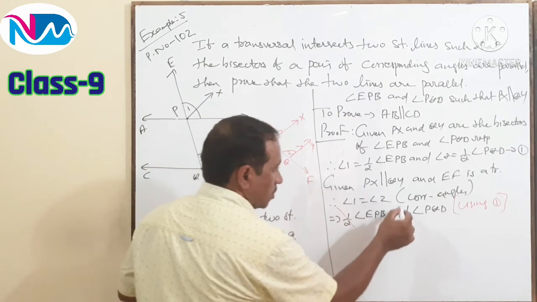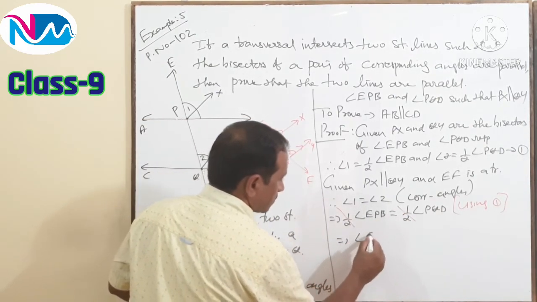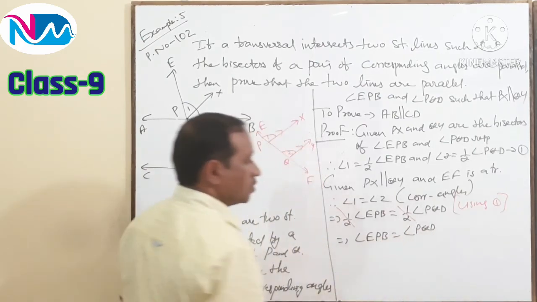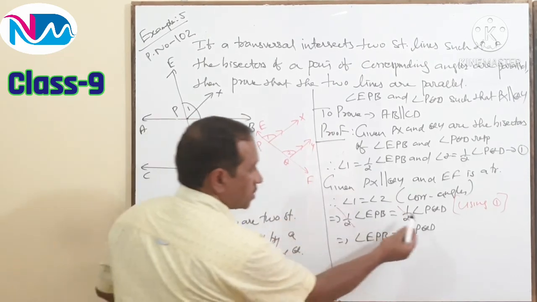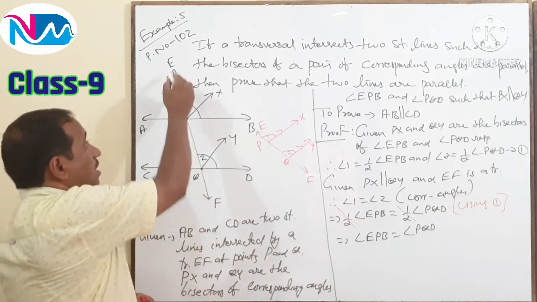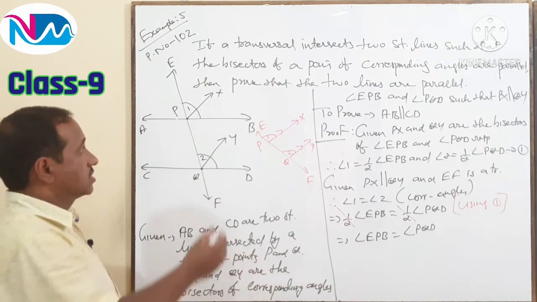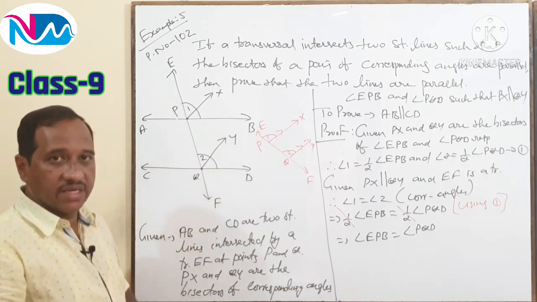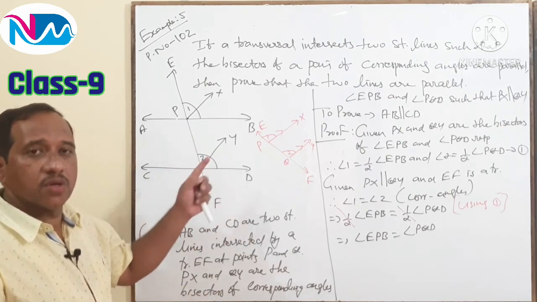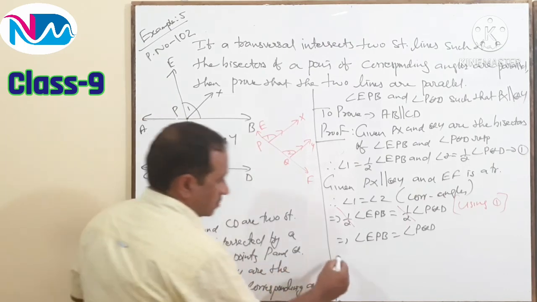Cancelling half from both the sides, we get angle EPB is equal to angle PQB. Angle EPB and angle PQB are a pair of corresponding angles for lines AB and CD if EF is a transversal. So we can say that a pair of corresponding angles on AB and CD are equal.